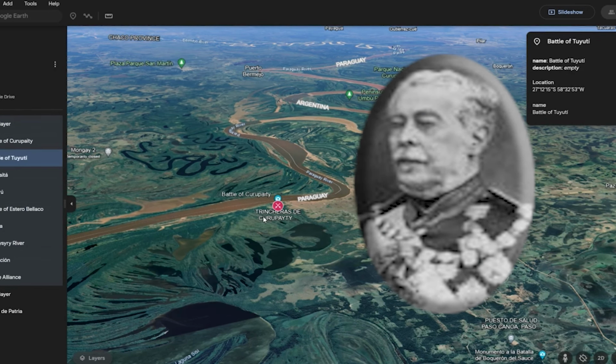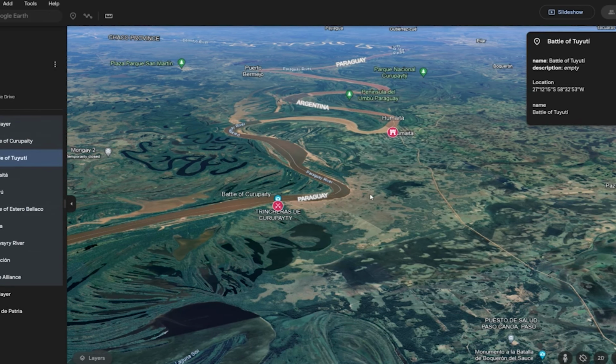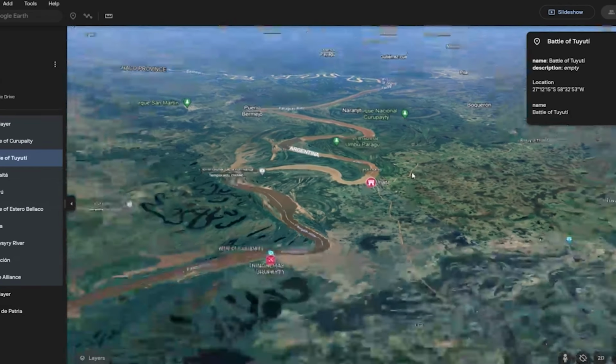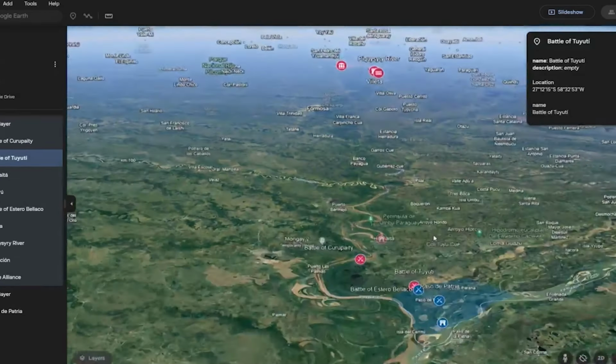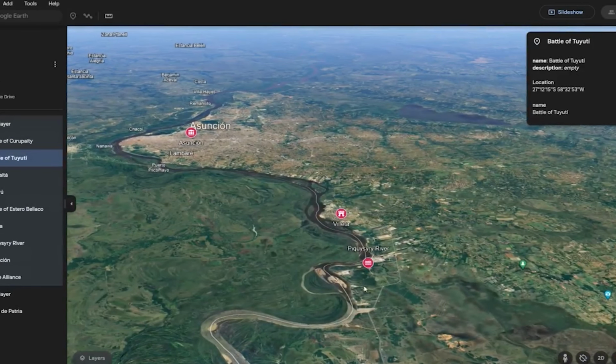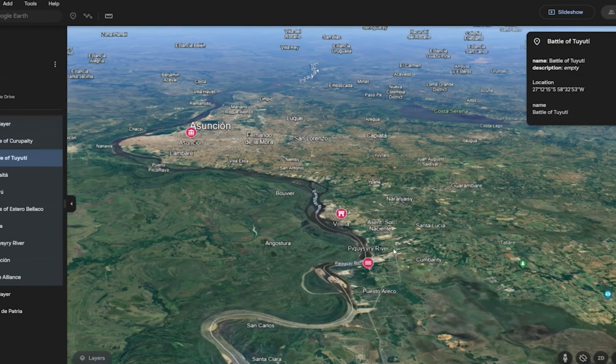Caxias restructured the paralyzed Allied army, which was dying of disease. Thanks to Caxias, Humaita soon fell on July 25, 1868. Caxias proceeded to rout the Paraguayans at Piquiciri, which is the stream over here. He routed them here, and then he marched into Asunción on January 5, 1869, so he captured the capital.